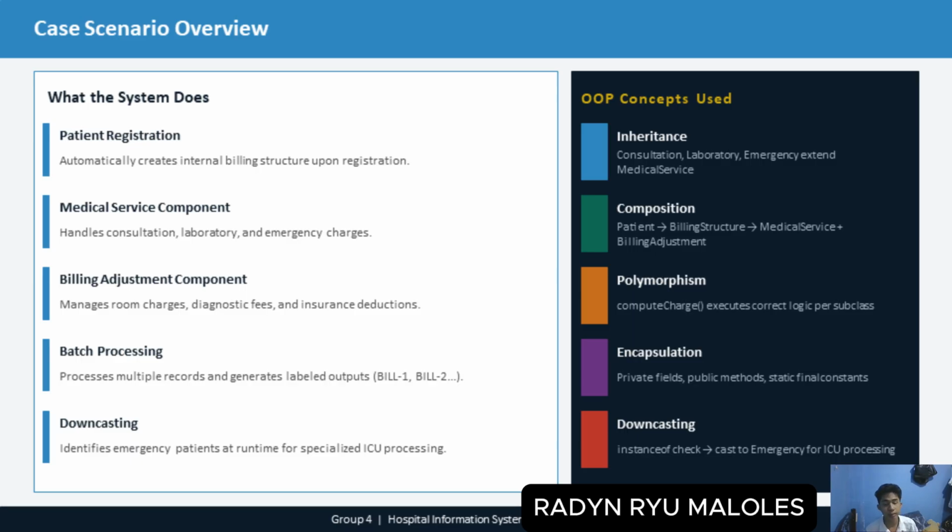Furthermore, our system is designed to perform batch processing. This means it processes multiple patients' records at once, generating uniformly labeled outputs like Bill 1 and Bill 2, while dynamically executing the correct computational logic for each specific medical service. Finally, the system includes a specialized downcasting feature to identify emergency patients at runtime, ensuring they receive specific ICU processing notes in their final bill.